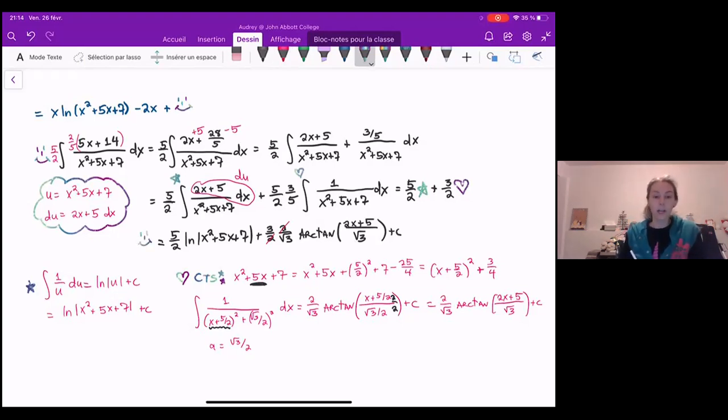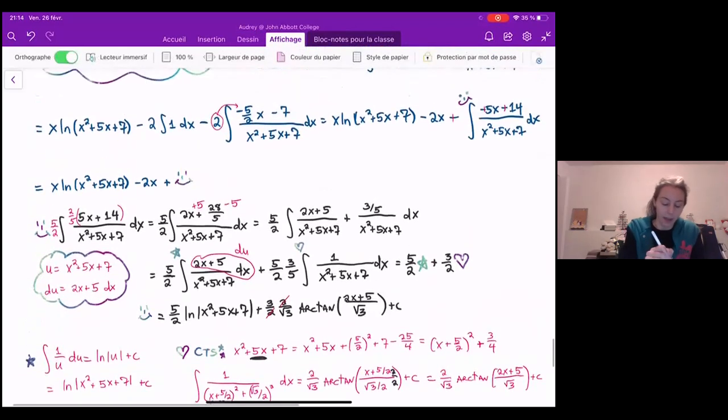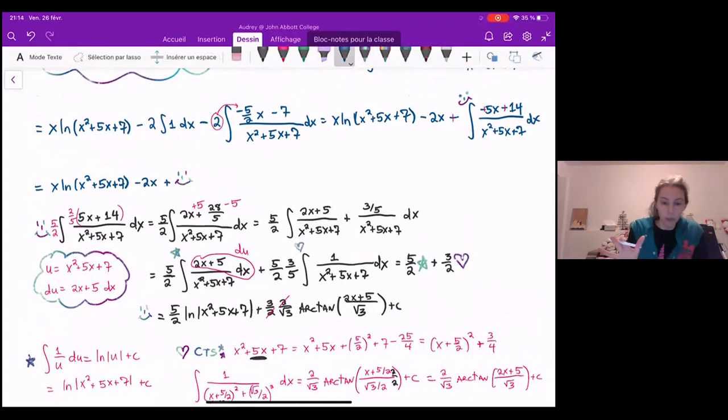Which means for our final answer, we're now going to take that and go stick it back into our original thing. And I know exactly where that goes because I had that equals x ln x squared plus 5x plus 7 minus 2x plus smiley face. So I know that that's where that's going to go. And I'm not missing any constants. I don't have to multiply it by anything. I kept track of everything in a really concise way. It is so easy to get lost with the constants in these problems. So you've got to be really careful about that.